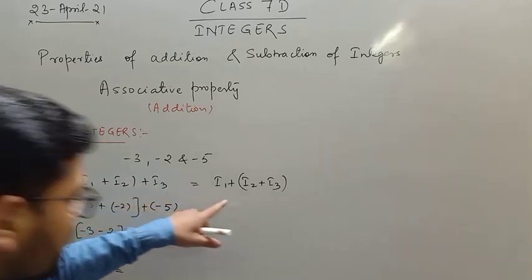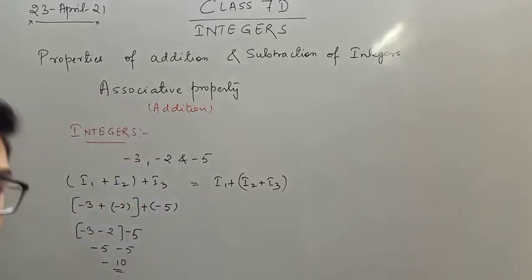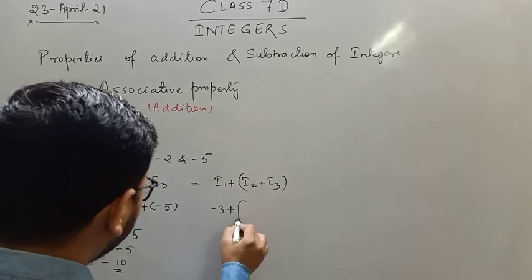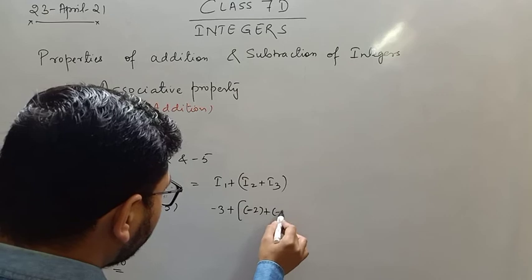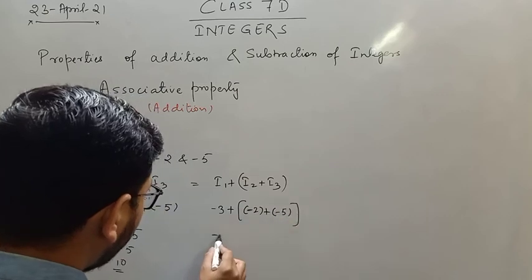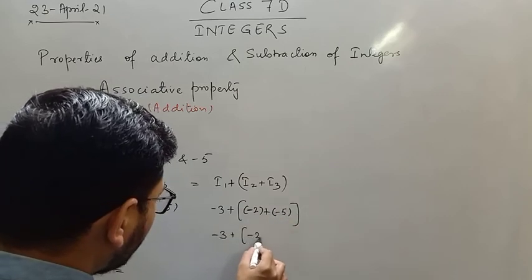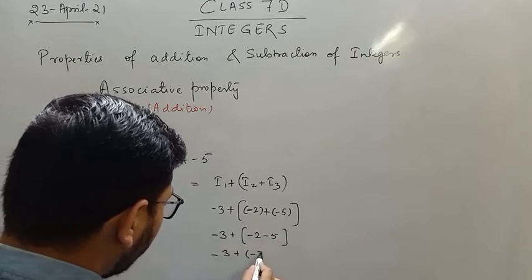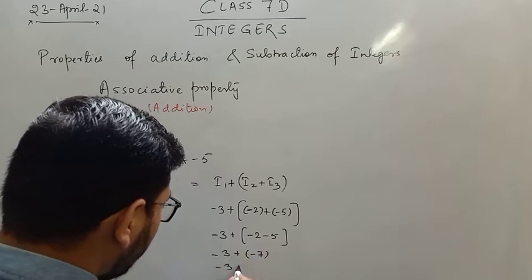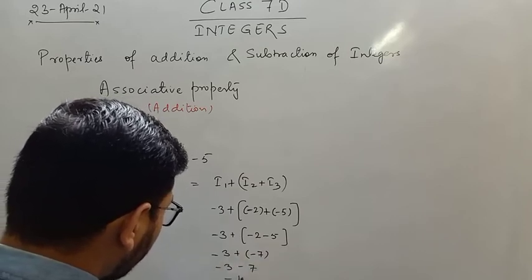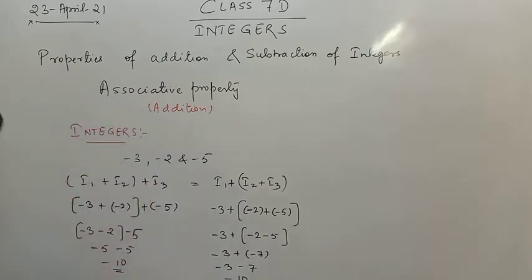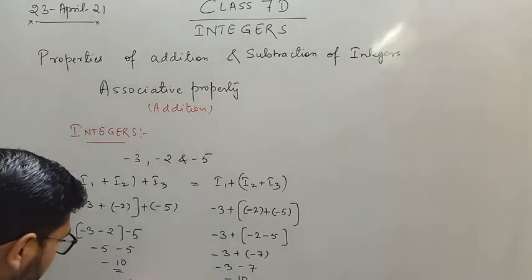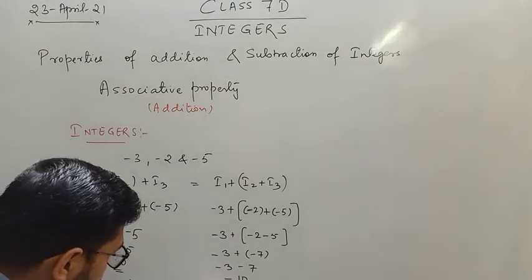Now in RHS, I2 and I3 are associated. Will I get the same result or not? So minus 3 plus minus 2 plus minus 5. So minus 3 plus minus 2 minus 5. So minus 3 plus minus 7. So minus 3 minus 7 is minus 10. So I can write here as LHS equals to RHS.